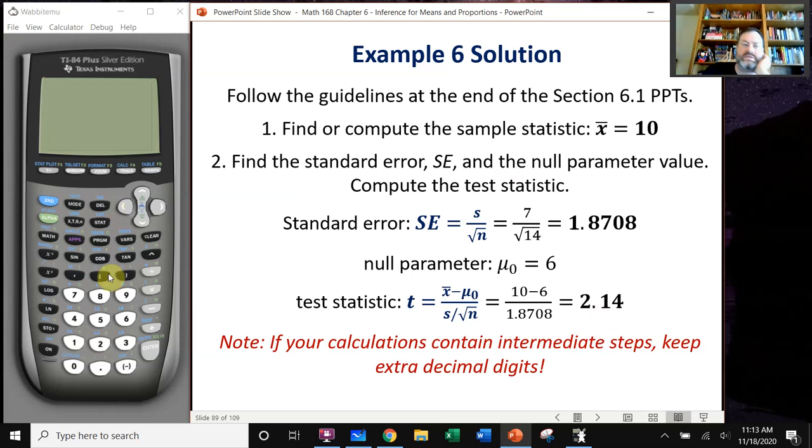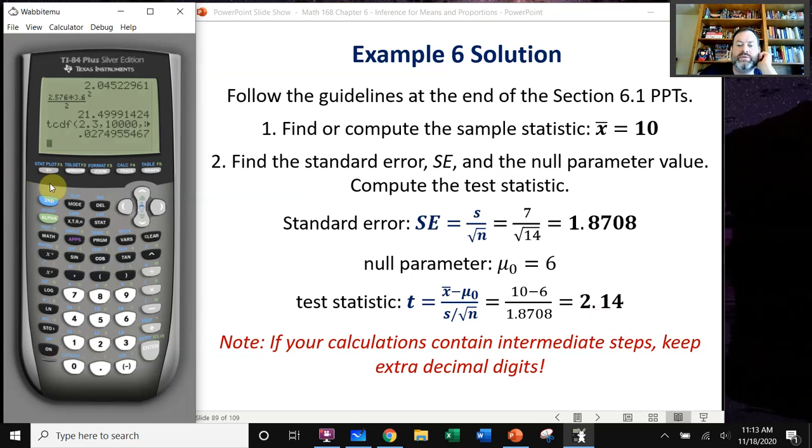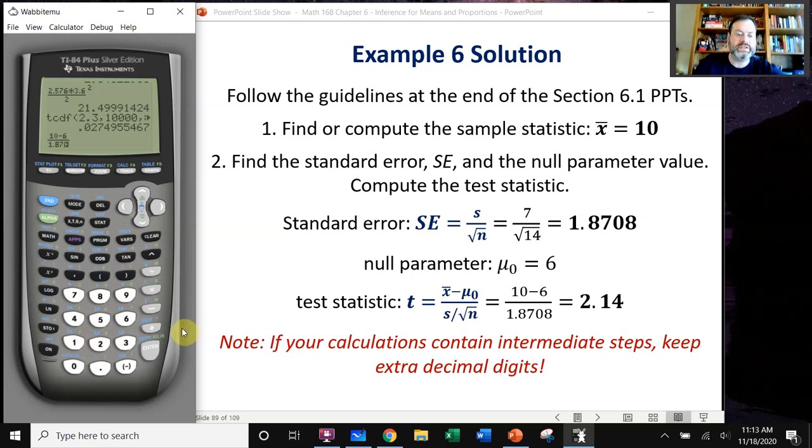So let me show you why this is an issue. We've talked about this before, but we never really knew why. So let's say you round this to 1.87, right? And then you want to go calculate 10 minus 6, and let's say you computed the standard error at 1.87. This happens all the time. So it's still 2.14. But depending on how you round this, because this is really close to 1.87, but just depends on how you round it.